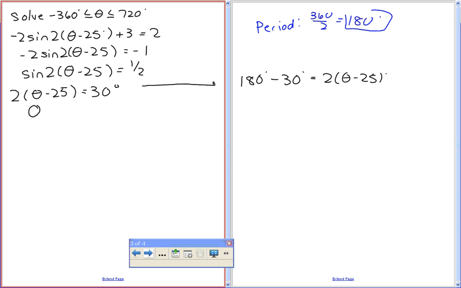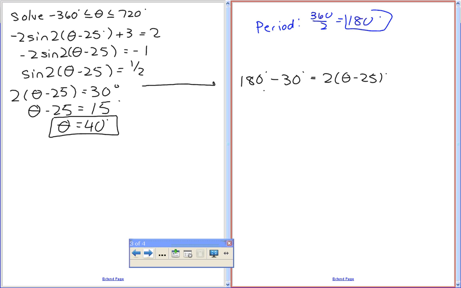We have theta minus 25 equals 15. A few people mess up some algebra here, but that should be 40. That should be 40. That's okay. Just speak well, strong voice. So this is 75 equals theta minus 25. Then we have 100 equals theta.